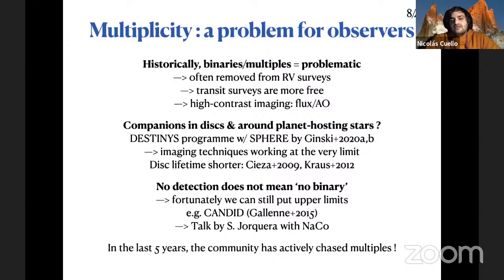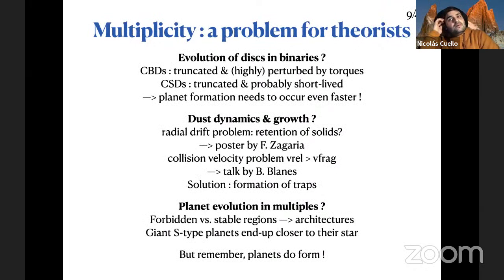And here we know that in the last 5 years, the community has actively chased multiples, and there are some very nice examples. So it's not a problem after all. But it's a problem for theorists. Why? Because you want to understand the evolution of disks and binaries. That's important because the fact that you have two stars is messing around the classical picture we have. So circumbinary disks tend to be truncated from inside, and they are highly perturbed by torques, as we will see in a bit. And another important thing is that circumstellar disks are heavily truncated and probably very short-lived, according to the orbital parameters we consider.